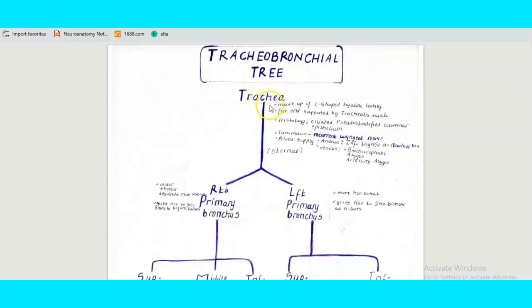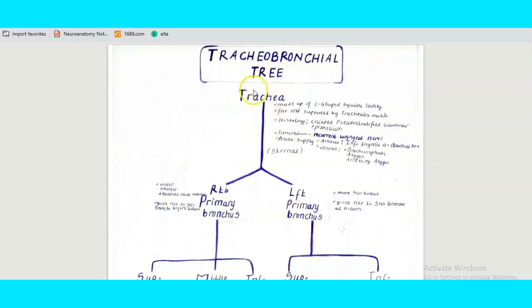So the first structure is the trachea. The trachea is usually made up of C-shaped hyaline cartilages, and it has a free end supported by the trachealis muscle. Histologically, in the internal aspect of it, if you study your histology, we have a video on the histology of the trachea and the lungs also. You can watch that video; the link is found in the description box below.